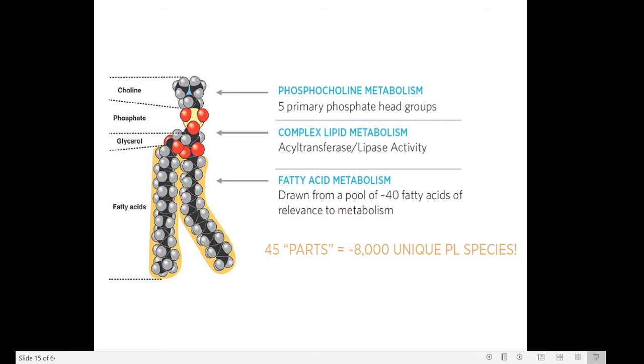Then, in complex lipid metabolism, for lipase activity they need a phosphate group. The first one is phosphocholine, so the primary phosphates are there. Here the phosphate helps their lipid metabolism, that is lipase activity. Then glycerol is there and two fatty acid chains.